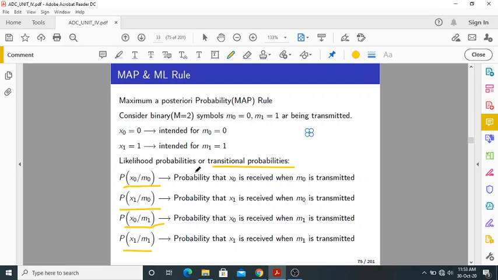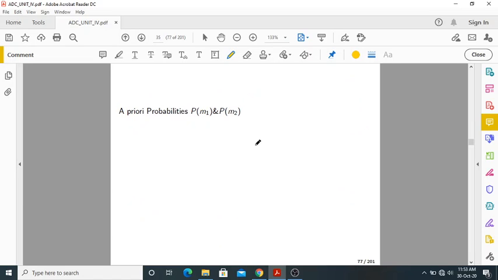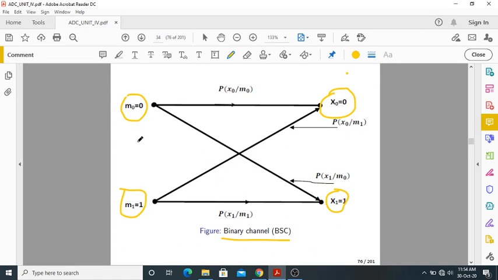Now I want to explain the MAP rule, as well as the ML rule, in a simplistic form. What are the a priori probabilities? I told you there are 2 main probabilities, a priori and a posteriori. The a priori probabilities are P of m0 and P of m1, which means the probability of transmitting m0 and the probability of transmitting m1. They are called a priori probabilities.